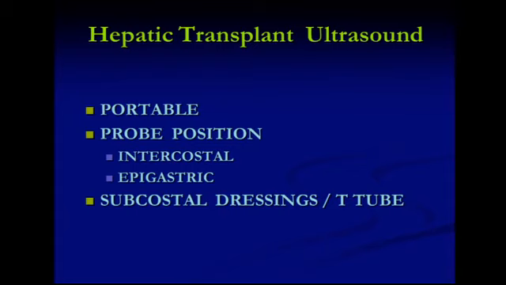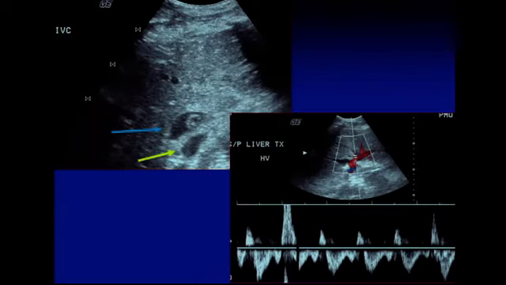In terms of the technique, the study is done initially after transplant as a portable technique. The probe position is either intercostal or epigastric. Usually, because of the chevron type incision which is used by the surgeons, there is sufficient space either in the epigastrium or intercostally to evaluate the vascular structures, as well as evaluate the liver. So subcostal dressings and tubes do not usually impede the ability to image these patients.